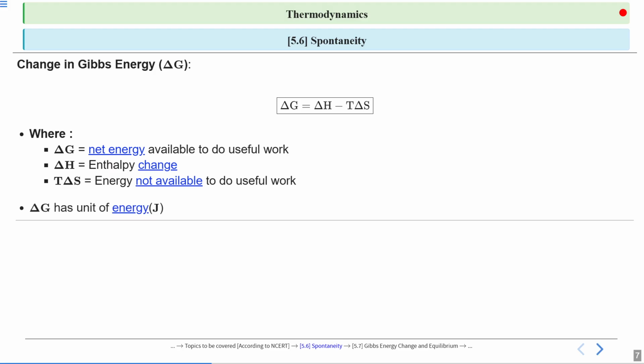And what about delta G? Delta G will have a unit of joule, and it's obvious. If you have studied unit analysis, then you must have seen that since delta G and delta H are present in the same algebraic expression, they will have the same unit. And you know enthalpy is a kind of energy, so it has a unit of joule. So delta G will also have a unit of joule. Got it? Now moving on further.